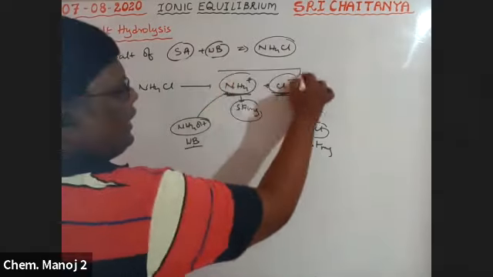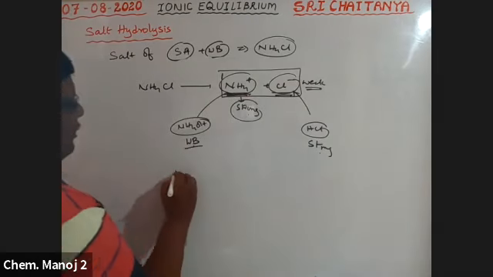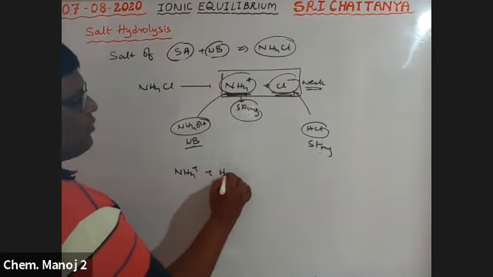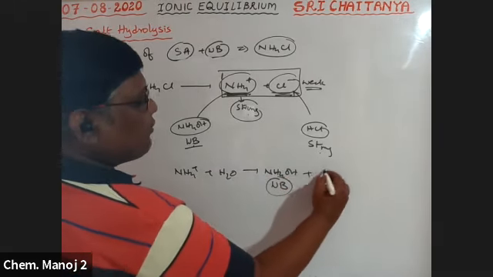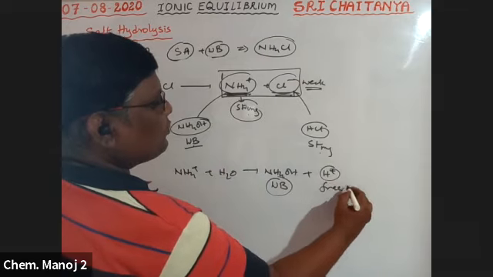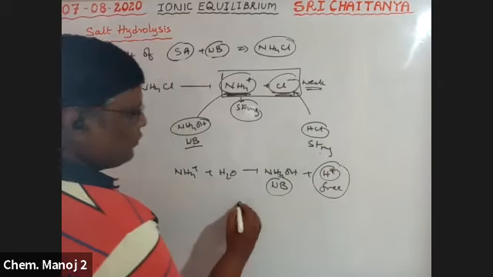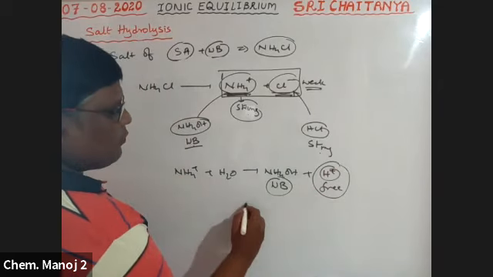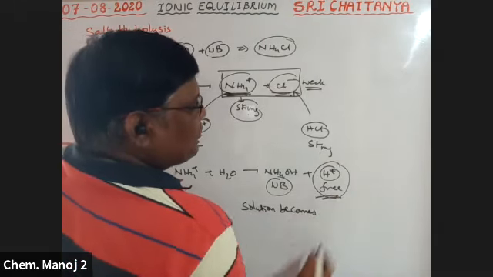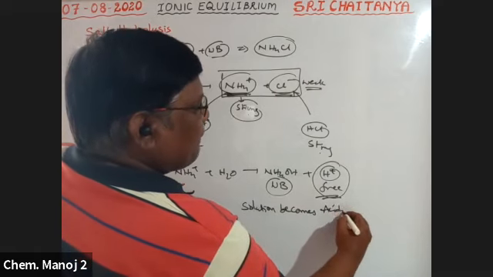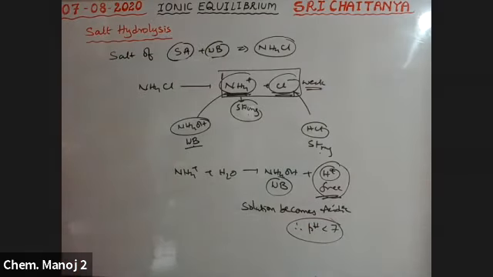So among these two, cation and anion, which one is strong? That one reacts with water. Here the cation is strong. Therefore, that NH4 plus ion reacts with water and gives NH4OH, a weak base, plus free H plus ions. That means the solution has more H plus ions. Because free H plus are coming out, the solution becomes acidic. Therefore, pH is less than 7.